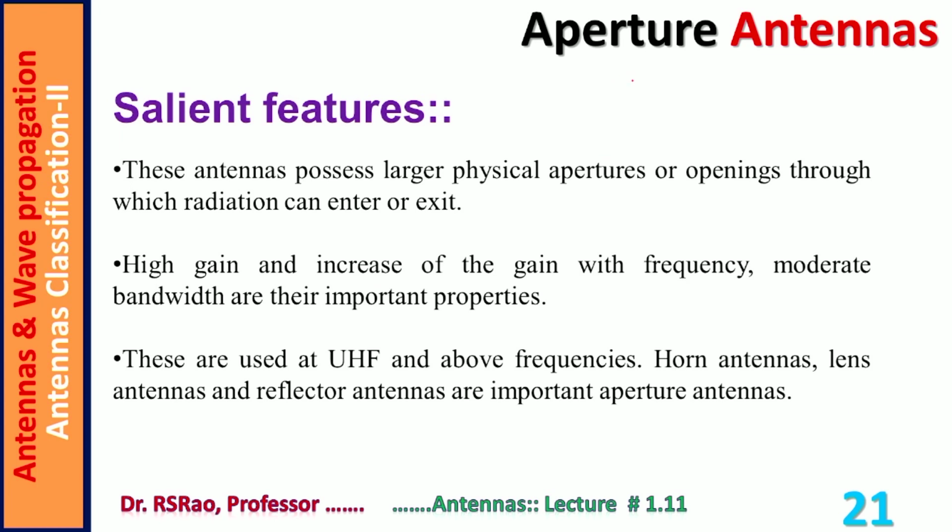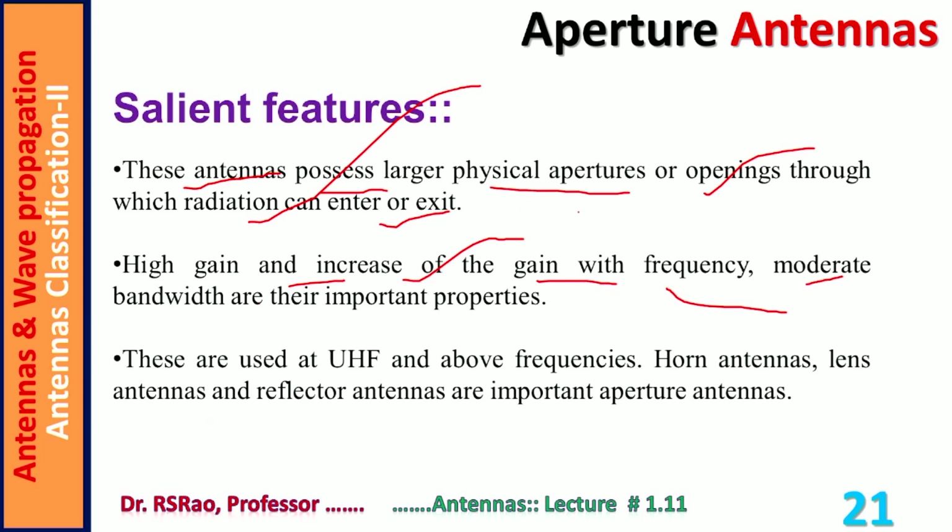Aperture antennas are already considered in the earlier classification. Once again, let us see whether there is any new point here. These antennas possess larger physical apertures or openings through which radiation can enter or exit. High gain, increase of gain with frequency, and moderate bandwidth are their important properties. These are used at UHF, ultra high frequency band and above, horn antennas, lens antennas, reflector antennas. These are all examples for aperture antennas.